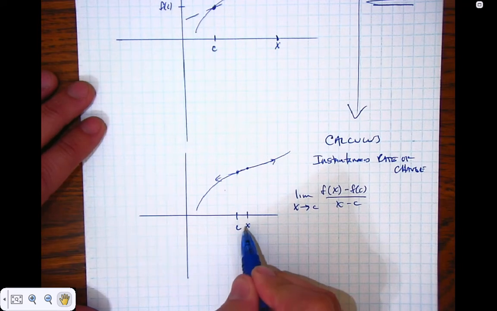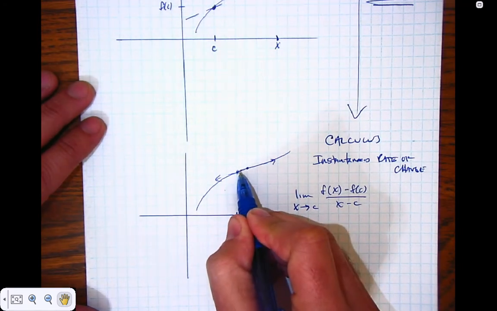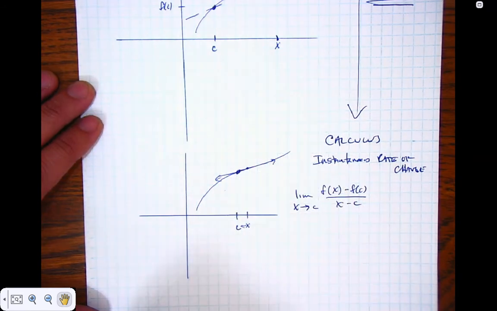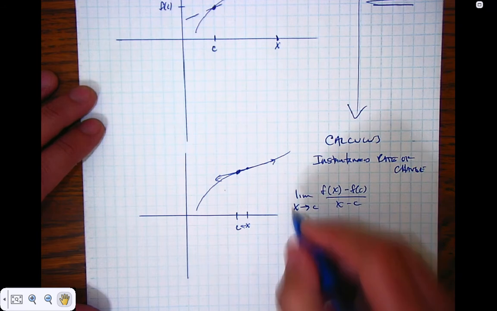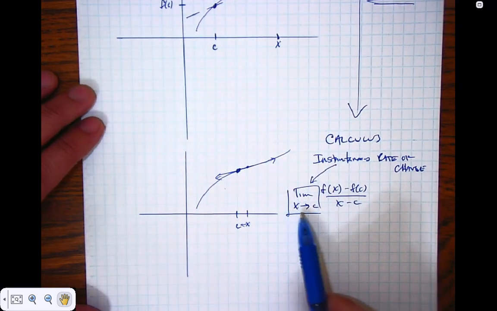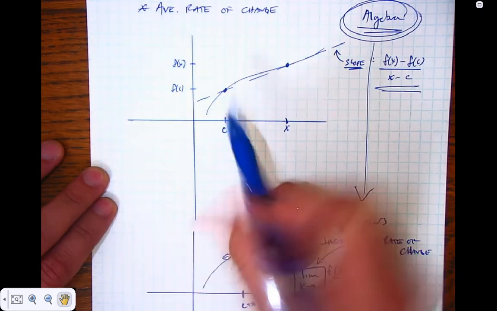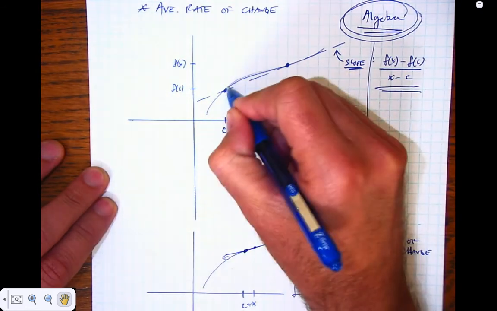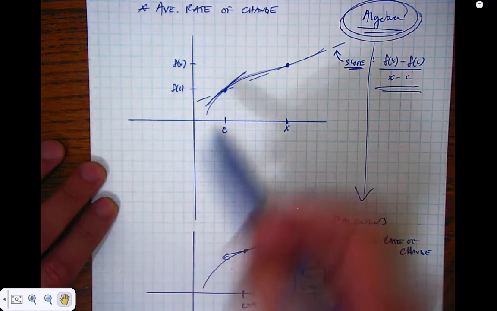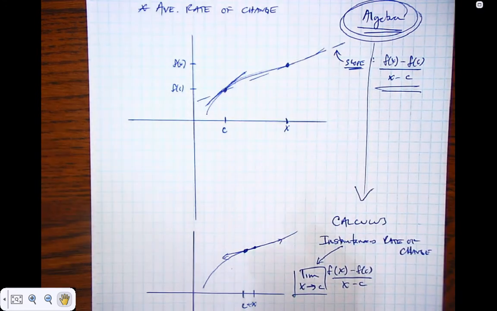I'm slamming x towards c. So in theory, this point is so ridiculously close to this point, it's basically just one big point, and you're coming up with the instantaneous rate of change. So for the instantaneous part, you add in this limit process where you slam these 2 points close together. As it comes back here, you're right there, and you can find the slope of that line, which ends up being tangent, and it is the instantaneous rate of change.